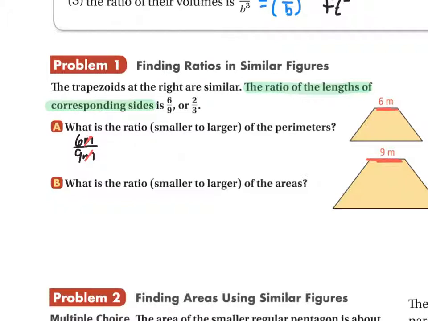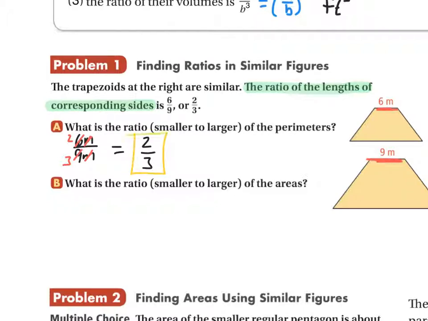Just like when you're doing unit analysis or dimensional analysis, you can cancel units just like numbers. Okay? And then 6 over 9, 3 goes into that 2 times and 3 times. And so we get 2/3.